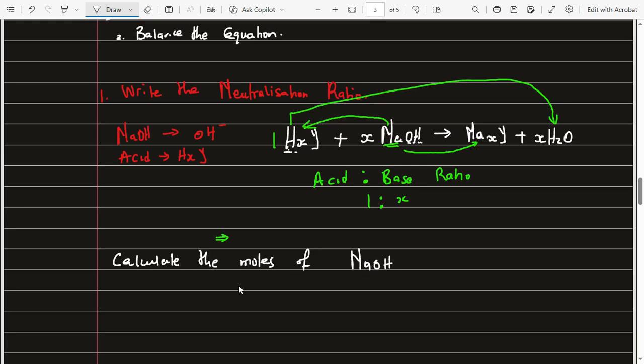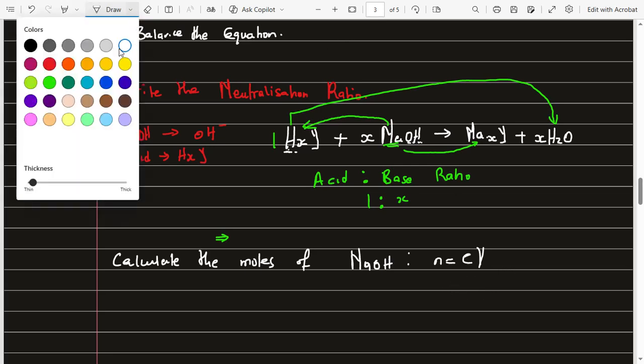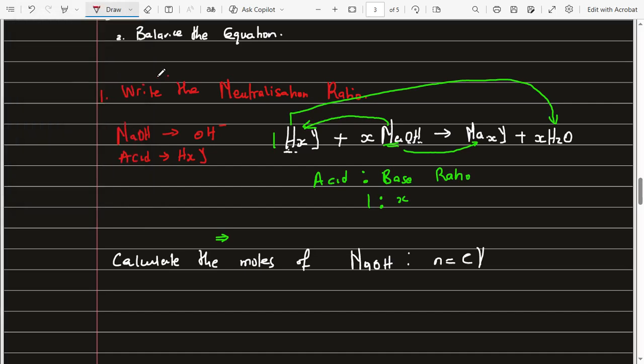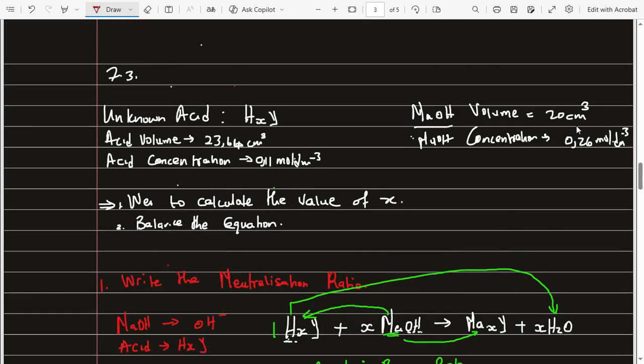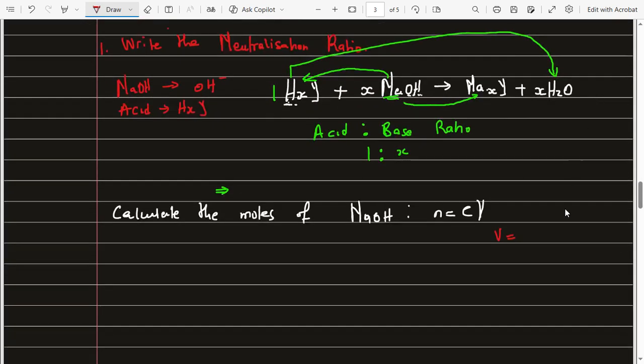Okay, so I'm going to use the formula that says n is equal to the concentration times the volume. We did not convert the volume, but it's fine. I'm just going to convert the volume and see what we get. So the volume for the sodium hydroxide was given as 20 centimeter cube. I'm going to divide that by 1,000. The volume becomes 0.20 decimeter cubed.